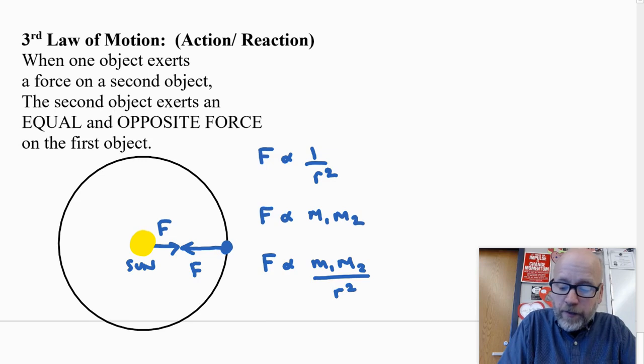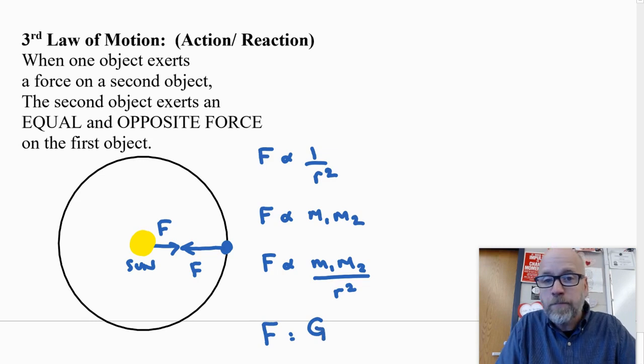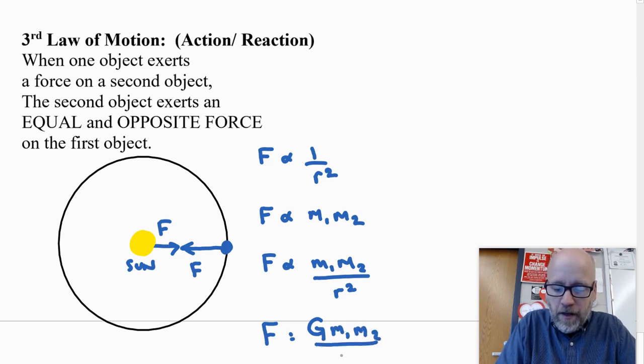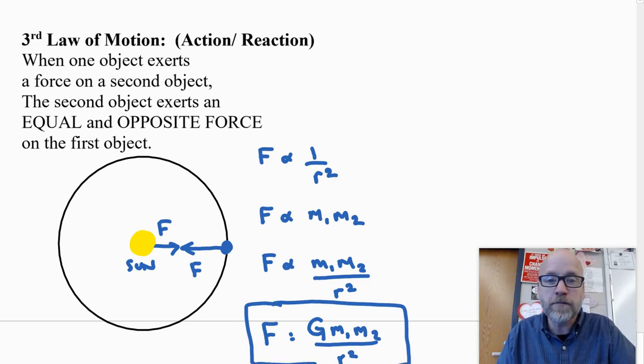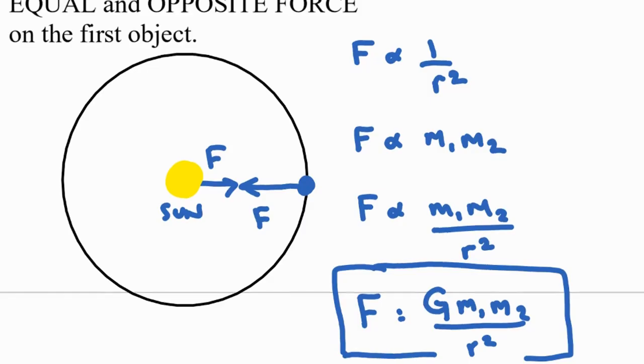In order to turn that into an equals, we need to insert a constant. So that constant, when it comes to gravity, is the universal gravitation constant. And we use the letter capital G for that. And that is how Newton came up with the universal law of gravity. The inverse square nature and Newton's third law. We'll come back to G in a bit.